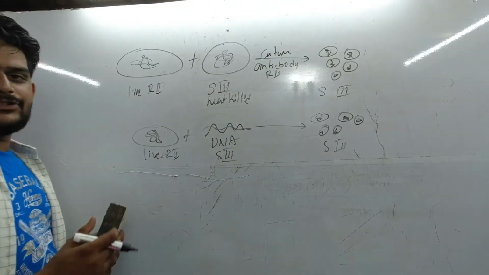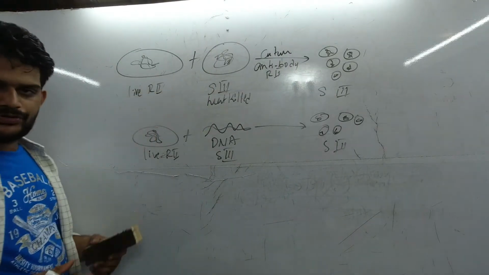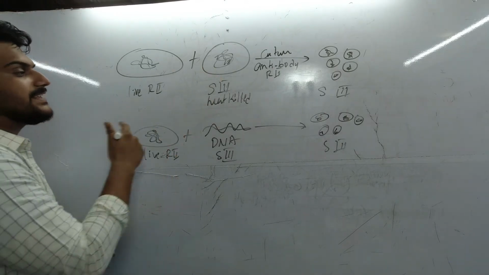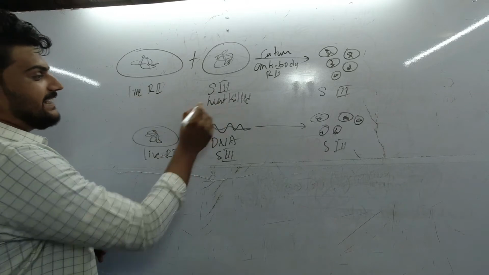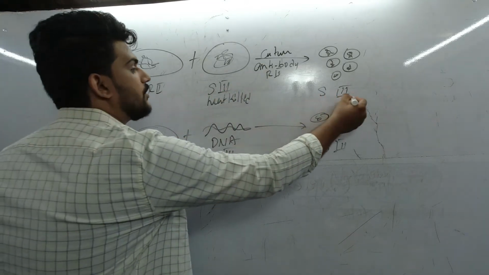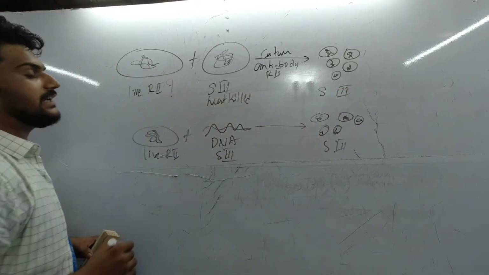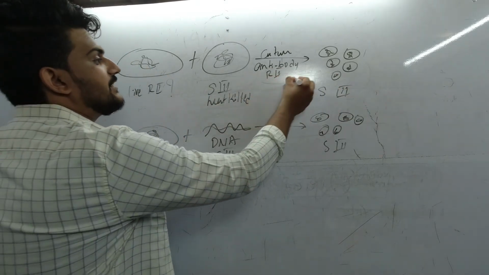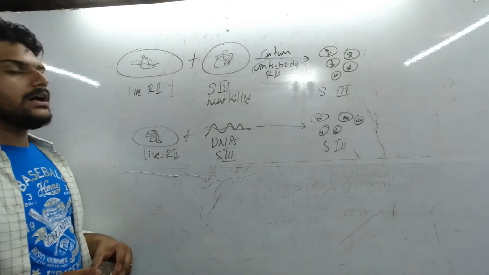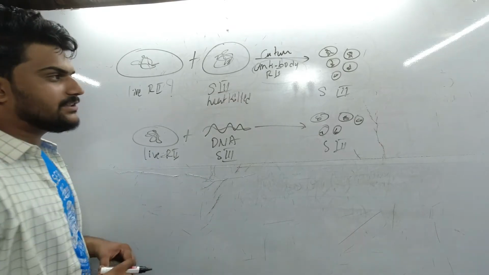Next they took the live R2 strain and mixed it in the culture media. They mixed the live R2 with a heat killed S3 strain, and they got the colony of S3. Then you can ask, why not live R2? Because they introduced an antibody for R2, which kills the R2 strain. Only S3 got cultured.